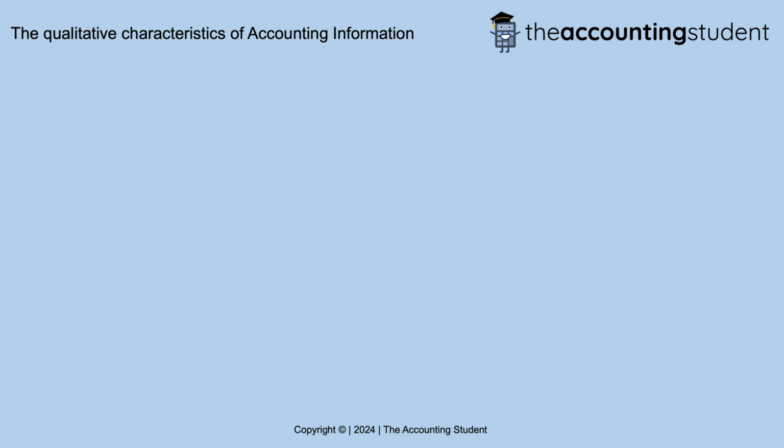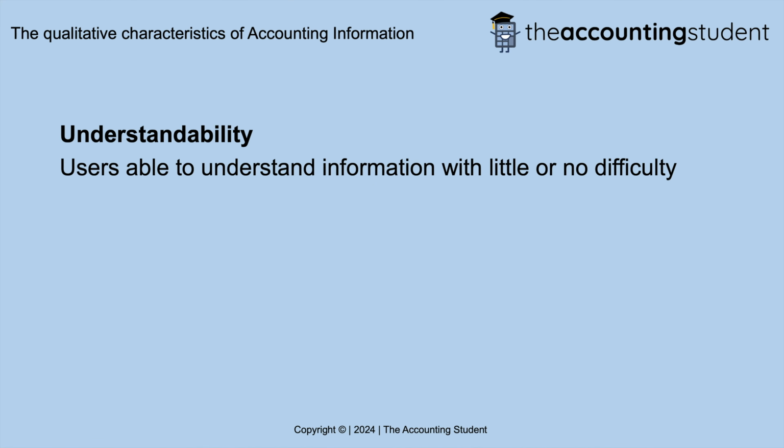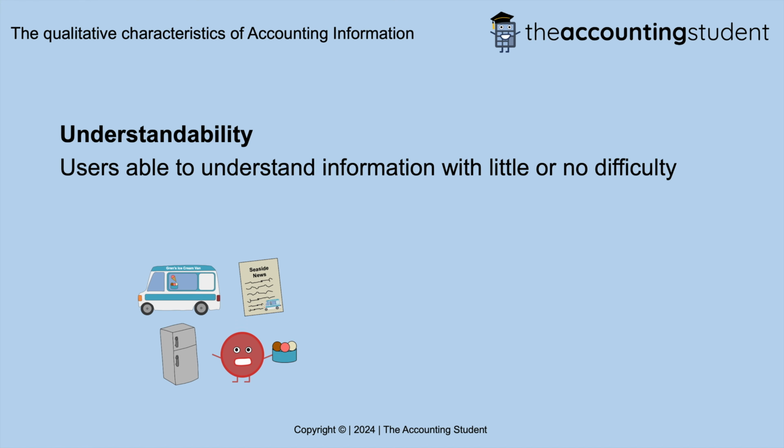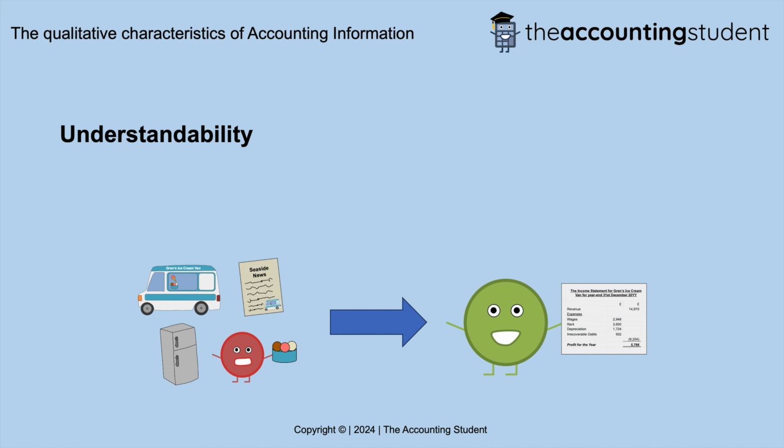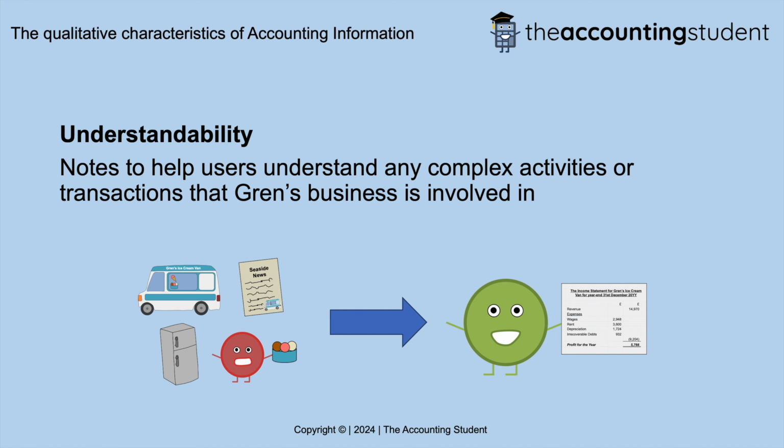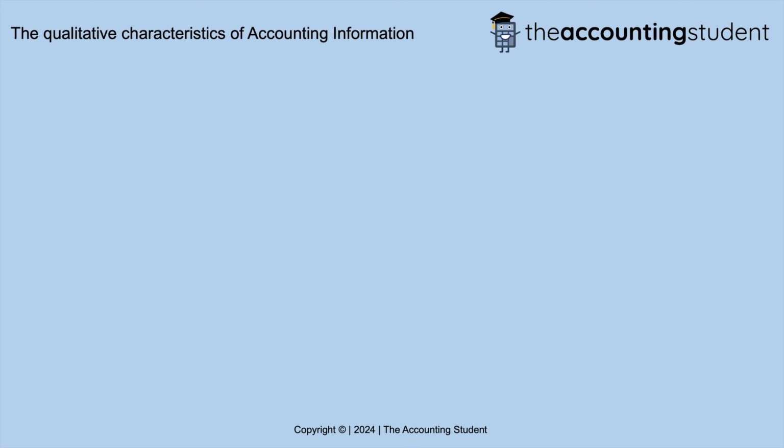The next qualitative characteristic is understandability. This is where users of the financial reports should be able to understand the accounting information with little or no difficulty. In the example with Gren and the ice cream van business, additional notes to the financial reports should be added to help users of the reports understand any complex activities or transactions that Gren's ice cream van business is involved in.